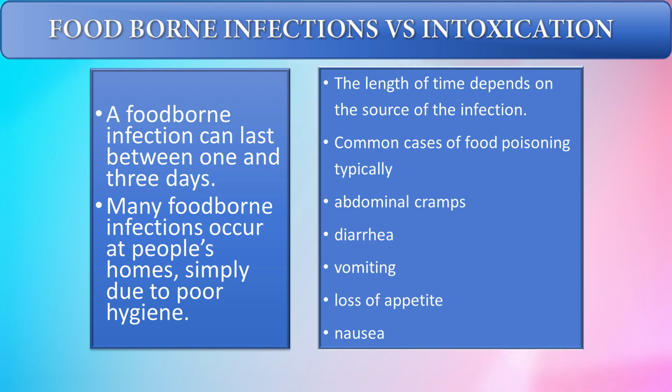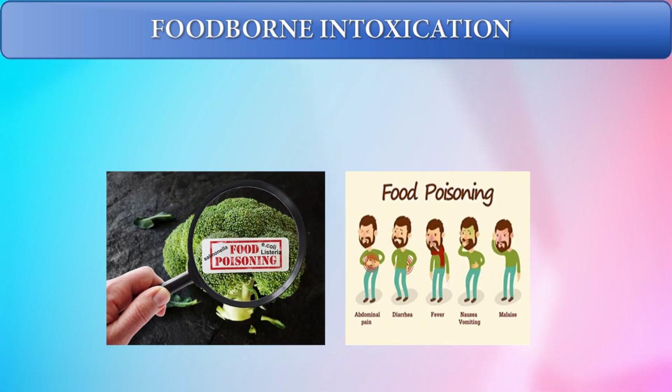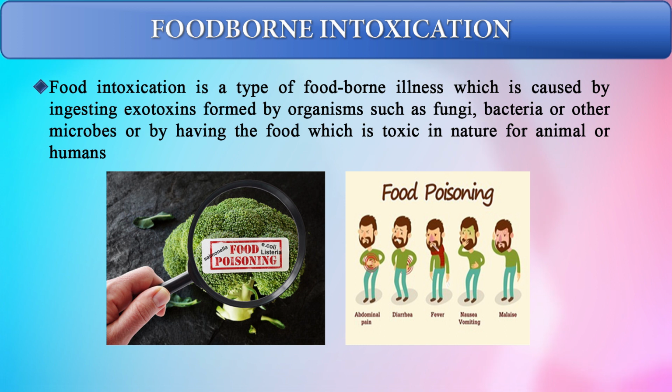A common case of food poisoning typically involves abdominal cramps, diarrhea, vomiting, loss of appetite and nausea. And when we talk of foodborne intoxication, it is a type of foodborne illness caused by ingesting exotoxins produced by organisms such as fungi, bacteria or other microbes, or by eating food which is toxic in nature for animals or human beings. It is a type of food poisoning.